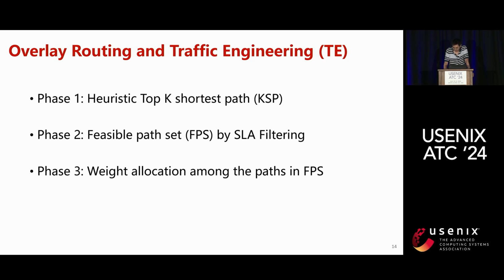Phase 2, we exclude the paths that cannot meet the SLA requirement for each service class. And for phase 3, considering both traffic cost and link utilization, a simplified MCF, multi-commodity flow problem, is solved to compute the path weight for each feasible path set. And by default, the controller will run this every 5 minutes.